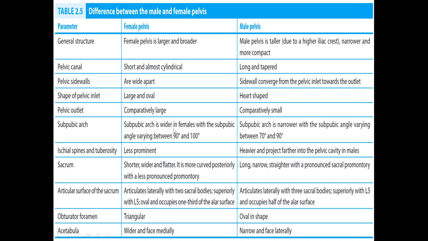The suprapubic arch is wider in the female. The ischial spine and tuberosity are less prominent. The sacrum is shorter, wider, and flatter. The articular surface of the sacrum articulates laterally with two sacral bodies, and the obturator foramen is triangular. So here is the difference between the female pelvis and the male pelvis.